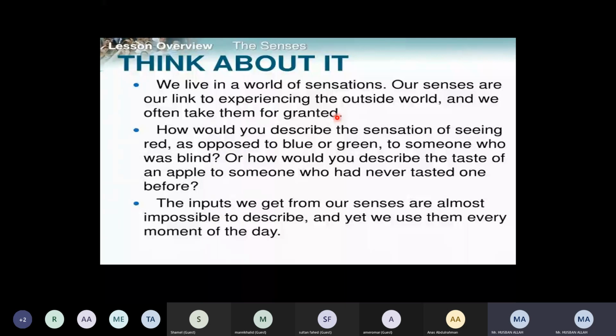How would you describe the sensation of seeing red as opposed to blue or green to someone who was blind? Or how would you describe the taste of an apple to someone who had never tasted one before? All these things we will know with the help of what? With the help of the sense organs, or the different senses. The inputs we get from our senses are almost impossible to describe, and yet we use them every moment of the day.